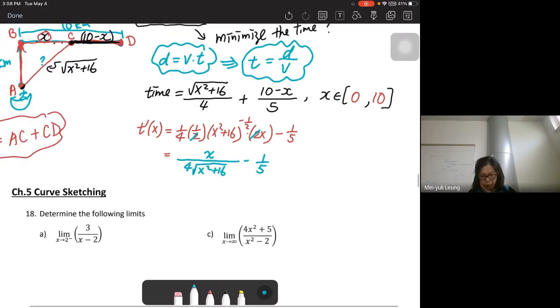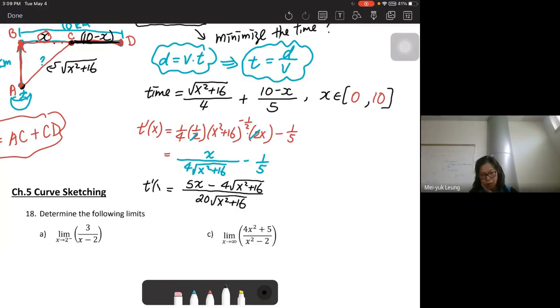Now to find the critical number, you can combine these two terms first. We have a common denominator, 20 times x square root of x squared plus 16. The first term we need to multiply by 5, and the second term we need to multiply by 4 times the square root of x squared plus 16. So this is t prime of x.